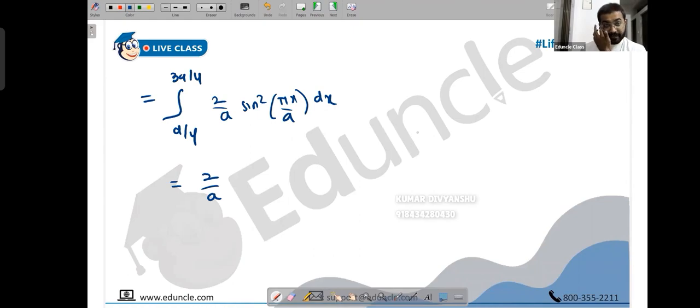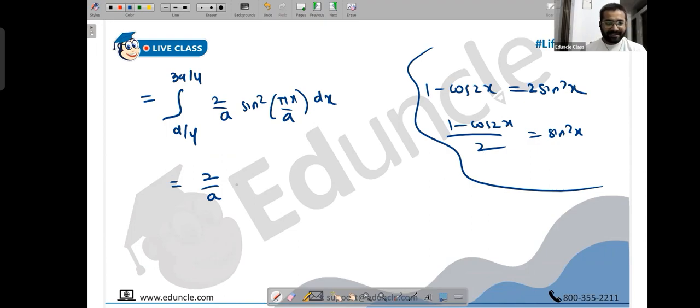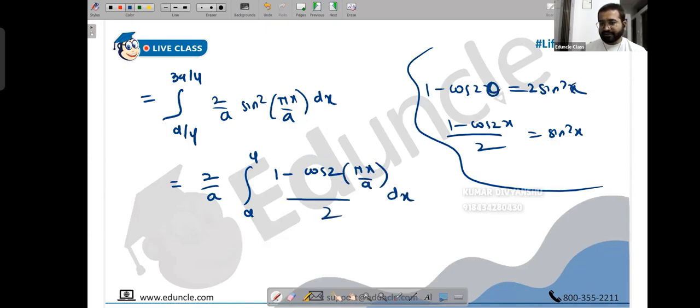How do we integrate sine square, people? Substitution, no? 1 minus cos 2x by 2, that's sine square x. So we can use that substitution: sine square theta is 1 minus cos 2 theta by 2. Here theta is pi x by a, so 2 theta will be 2 pi x by a.